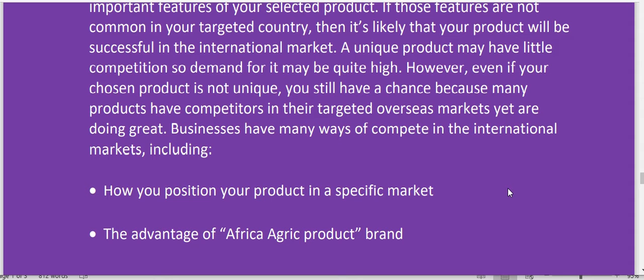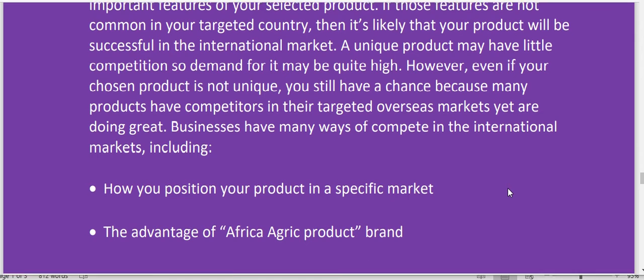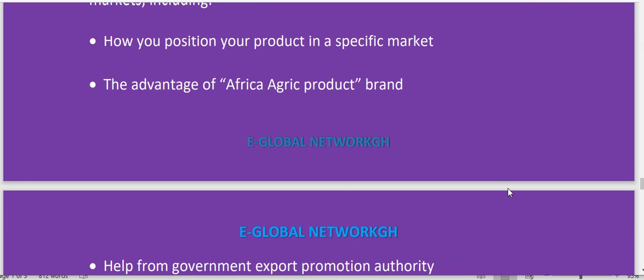However, even if your chosen product is not that unique, you still have a chance because many products have competitors in their targeted overseas market yet are doing great. It's all about how you're going to choose your niche and how you can market your niche. Businesses have many ways of competing in the international market, including how you position your product in a specific market, and also the advantage of the African agri product brand.